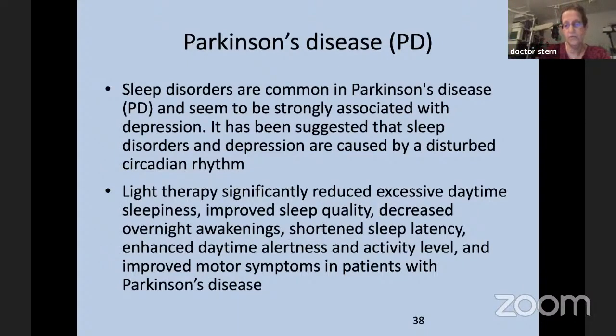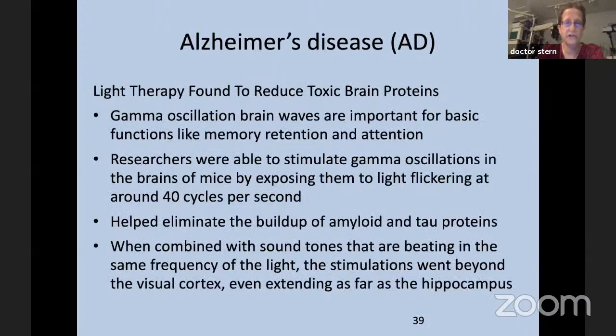It also improved sleep quality. People didn't awaken during the night, and they were more alert during the day. And in some cases, they also found that the motor symptoms that people have with Parkinson's were improved, meaning less, with the light.